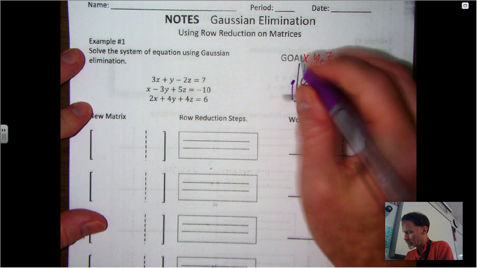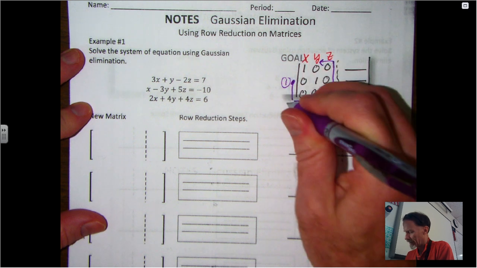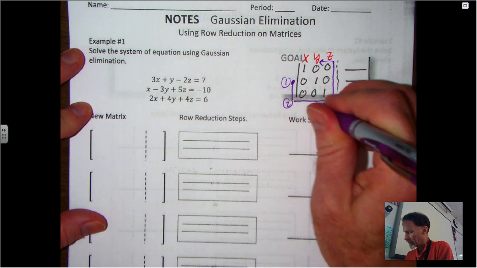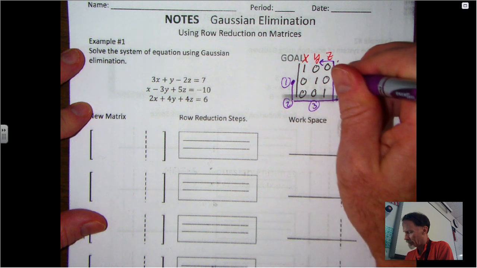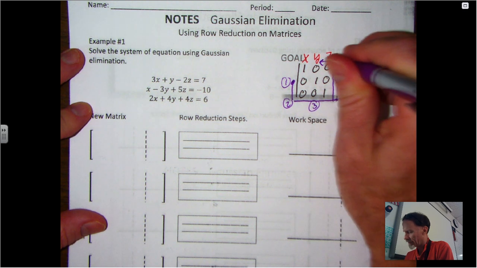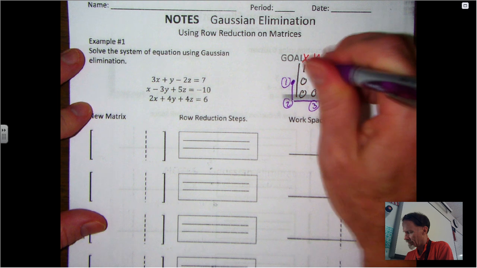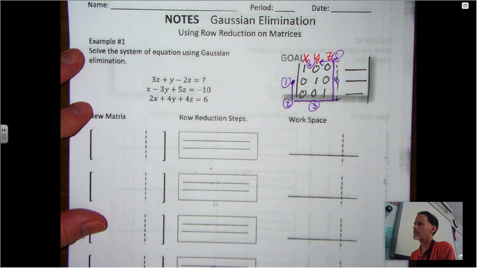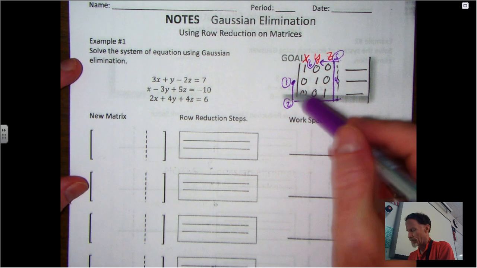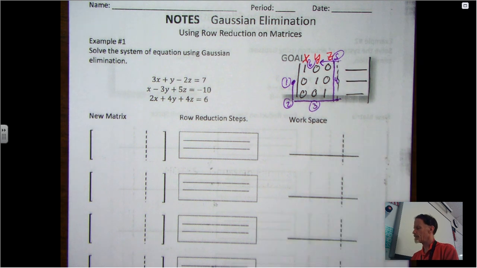So we're going to get this one here first, that one second, that one third, and then work our way up. We'll get that one fourth, and then fifth, and then sixth. If you keep that order in mind, you're really going to do the same thing every time.